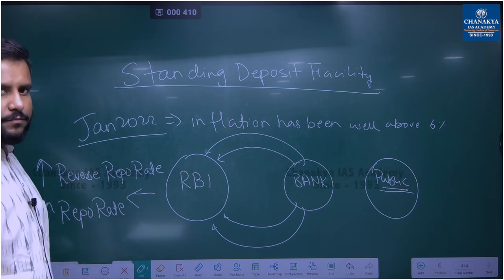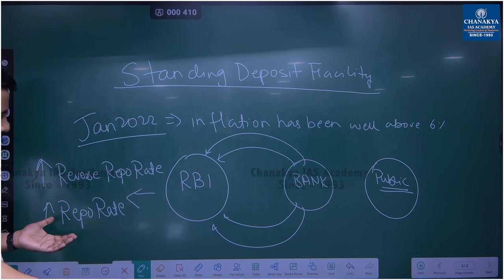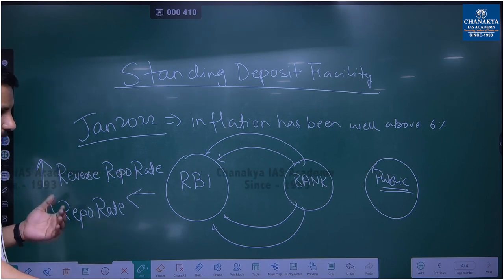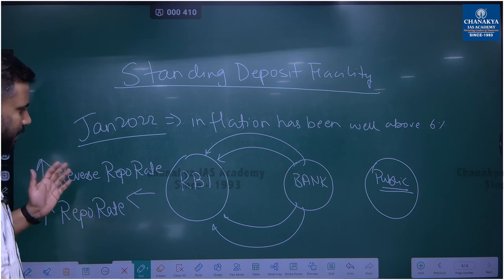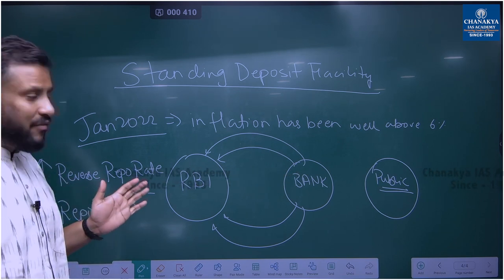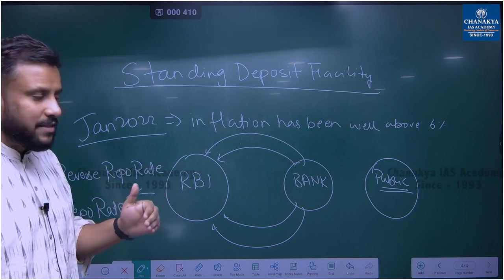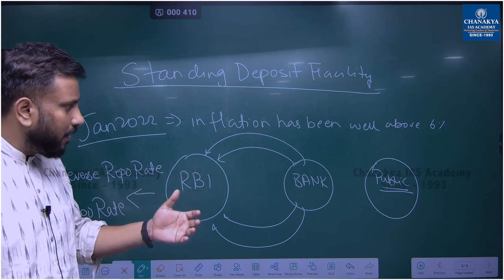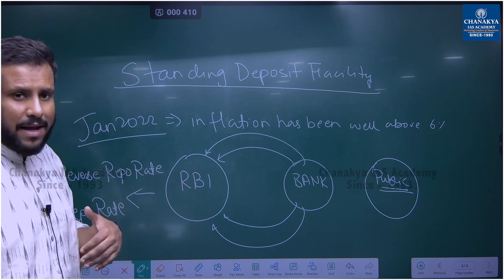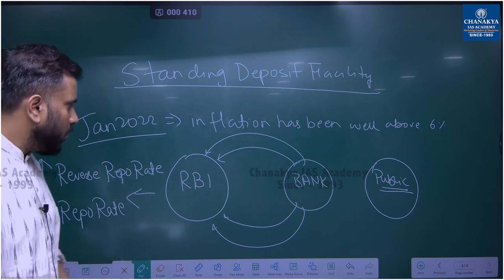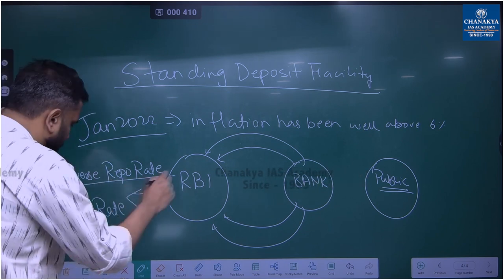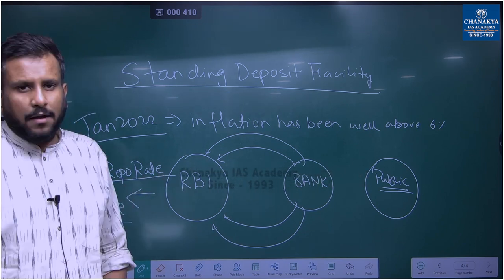Right? It will increase the repo rate. That means it will be costlier for banks now to take the loan from RBI. And what will happen by increasing the reverse repo rate? It will be more incentivized. It will be more favorable for the bank to deposit its money with the RBI rather than lending that money to the public. Right? So reverse repo rate will be increased and repo rate will be increased.